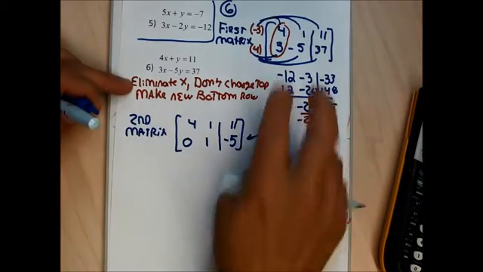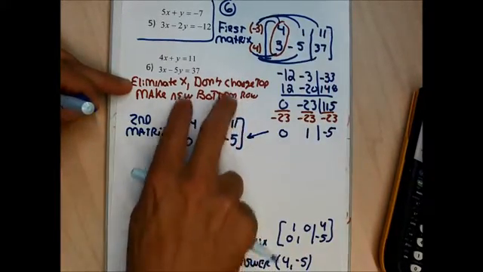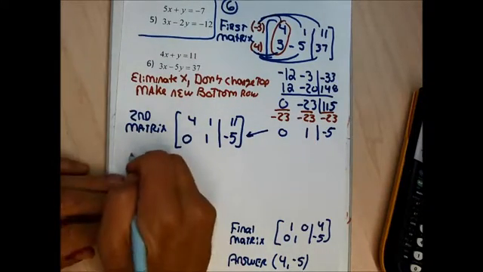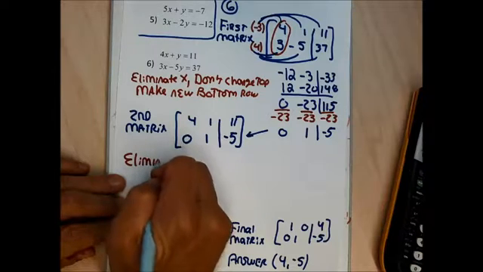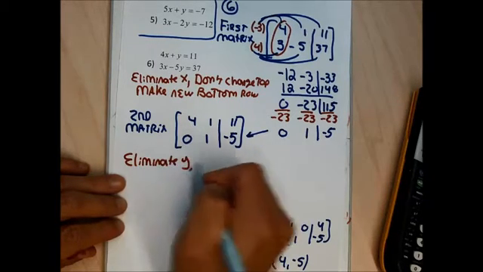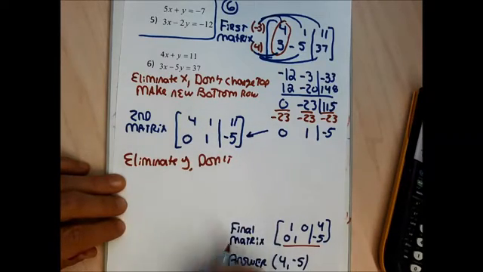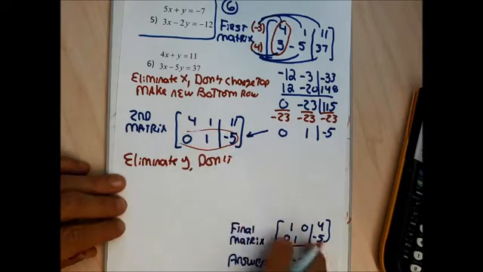So I eliminated the x's. I didn't change the top row. I made a new bottom row. Next step, eliminate the y's. Don't change the bottom row. That's why this bottom row is right there unchanged. That bottom row doesn't get changed.